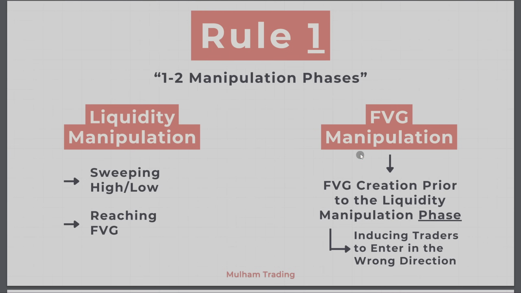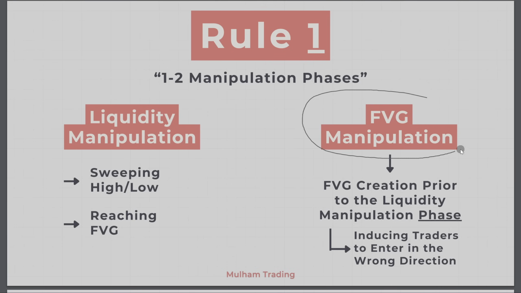What does that mean? It's the process of creation of a fair value gap that is before the liquidity manipulation phase. So we have this already, but before, we also take a step back in time and we look, do we have a fair value gap that is created? And most likely it's going to be in the wrong direction, the opposite direction of the real fair value gap. Then if that's there, that means we also have a fair value gap manipulation, and we have 2 phases of manipulation in this case, which makes this a much higher probability.